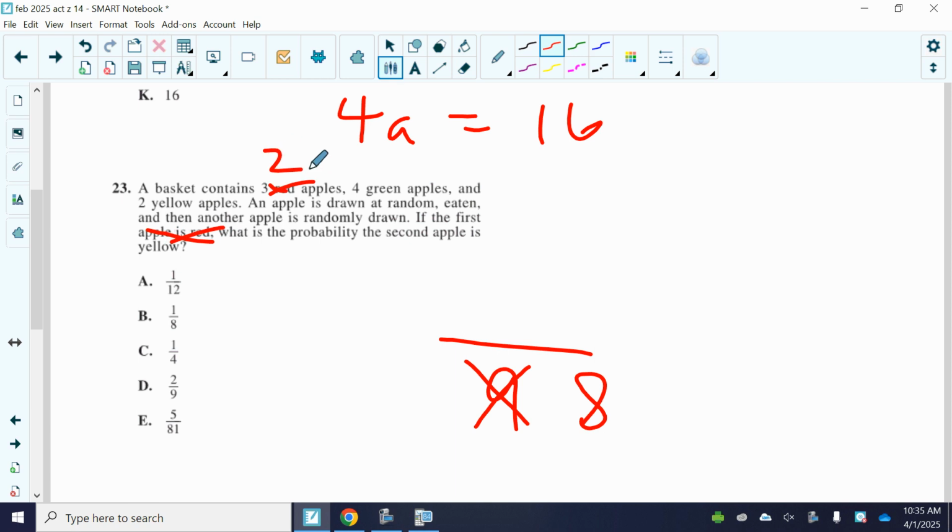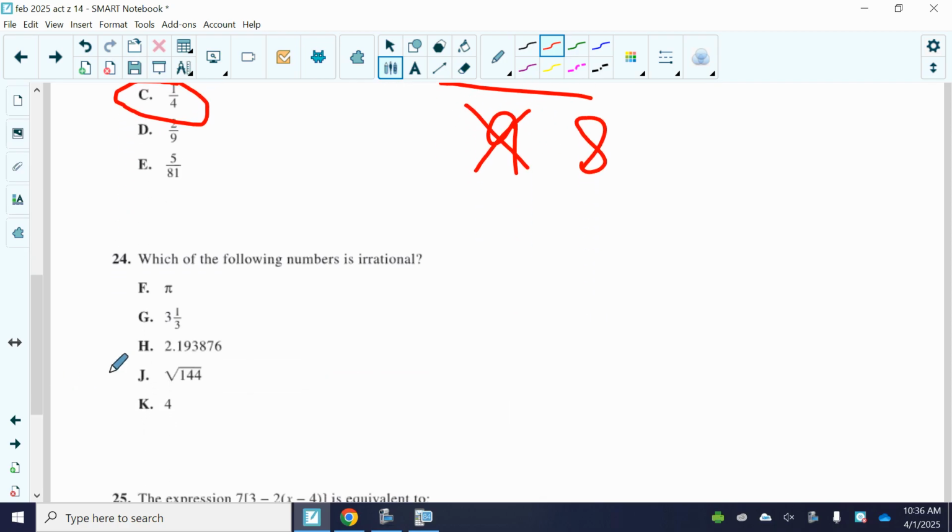So what is the probability that the second apple is yellow? 2 out of 8. And watch that, that's 2 out of 8. A lot of you would say, oh, 8's got to be the answer in the denominator. Be careful of that mistake.